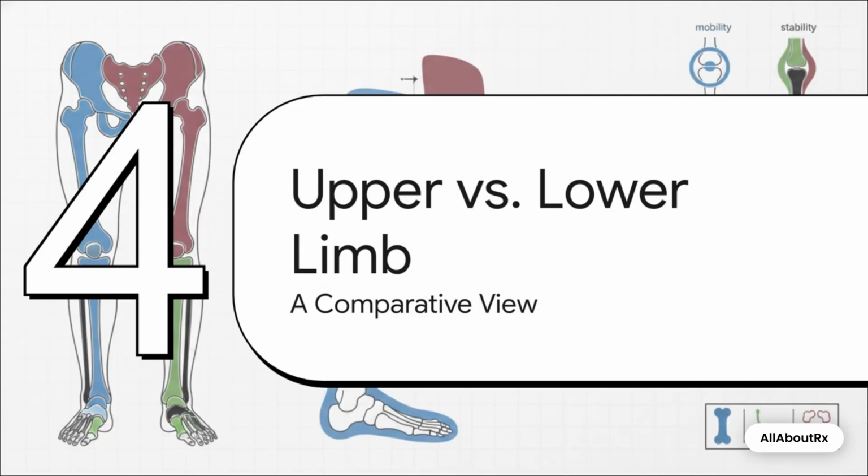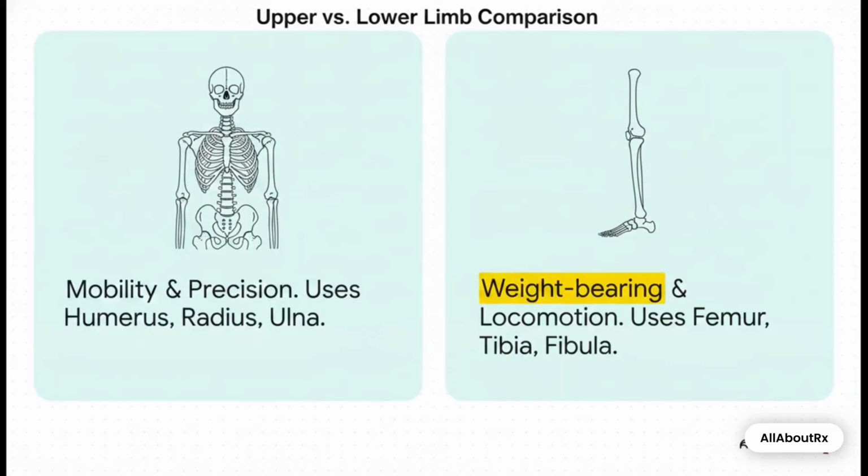Section 5. Upper versus lower limb, a comparative view. To truly master anatomy, rote memorization is tough, but contrasting structures makes things stick. And this brilliantly illustrates the evolutionary trade-off we've made. The upper limb is beautifully designed for mobility and precision, utilizing the lighter humerus, radius, and ulna. Contrast that with the lower limb. It trades that wide-ranging mobility for immense stability, weight-bearing power, and locomotion, relying on the massive femur, tibia, and fibula.